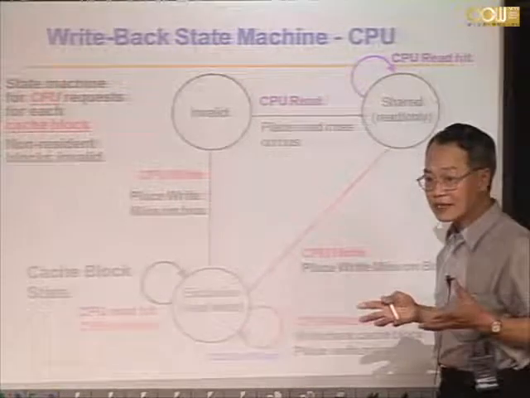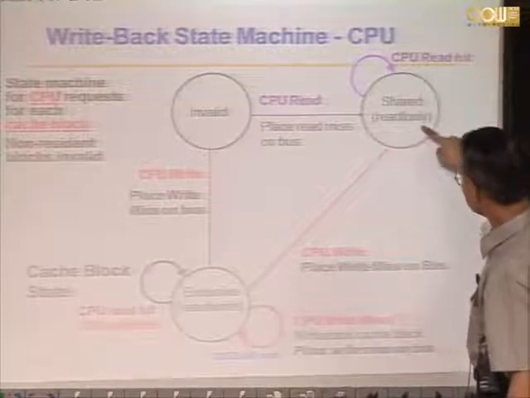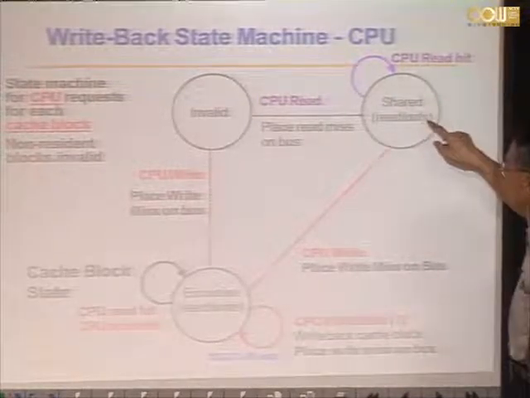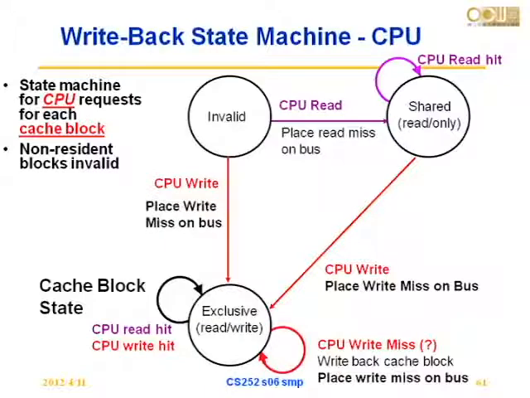What if you see something on the bus? Like if you're in the shared state, and if you see a write miss on the bus, no, we don't have that. We should have that. If you're in this state, and you should see a write miss on the bus from the outside, then you should hurriedly go to the invalid state. See how it works? And see, this diagram is not complete yet.